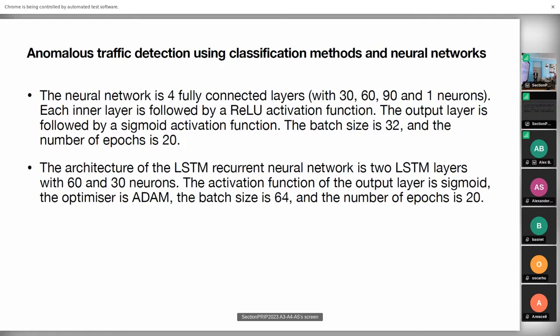The LSTM was then trained with similar parameters, and we used the Adam optimizer with a batch size of 64 and the same number of epochs as the fully connected neural network. Next slide, please.